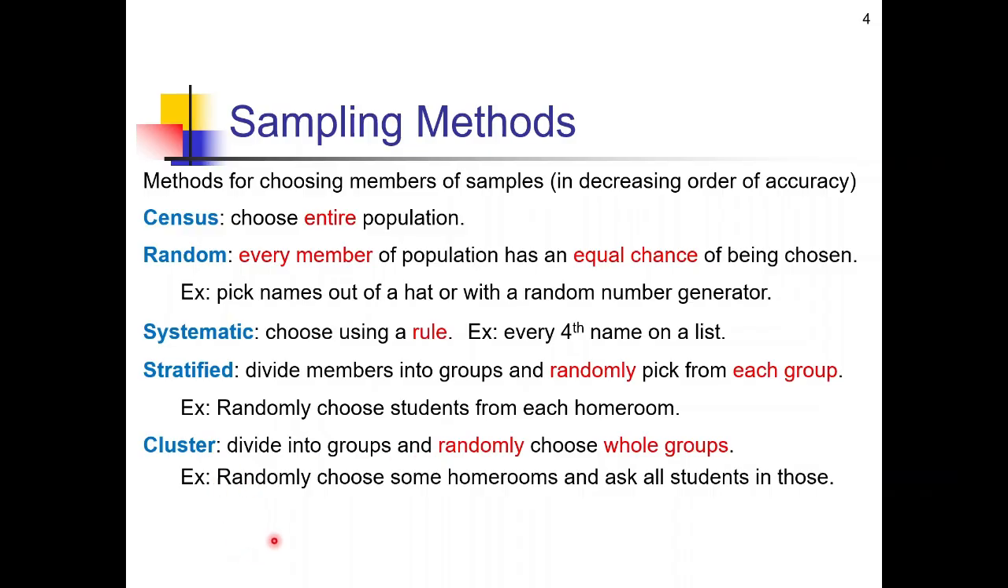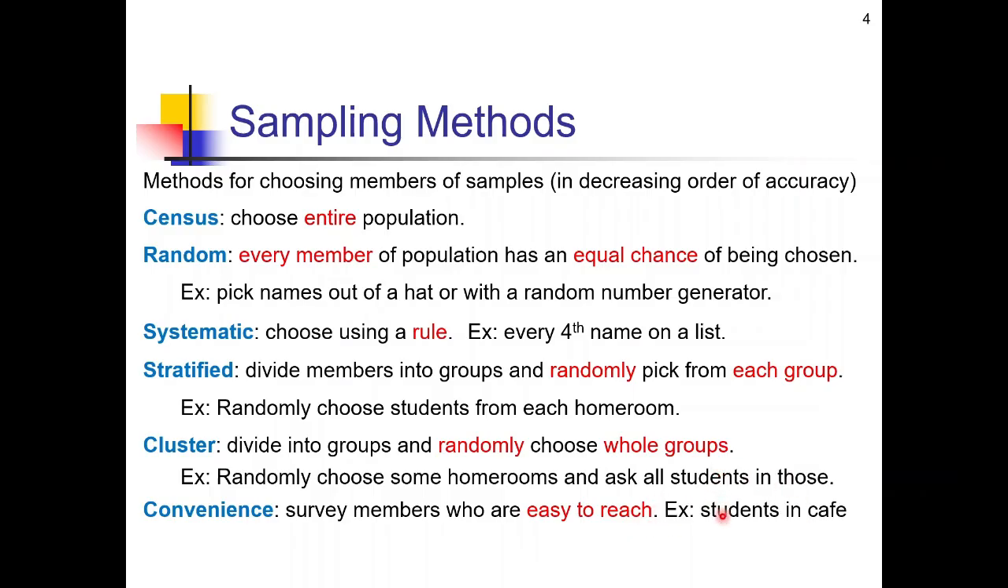A couple other methods are at the bottom of the list, but they actually get used quite a bit. One of these is the convenience method, which is basically just surveying members who are easy to reach. As an easy example, students in the cafeteria, right? You're having lunch and you stop eating and go around and start asking people questions just because they're there. Obviously this is very convenient, but it does have the issue where maybe students who don't eat school lunch, or maybe different age groups aren't in the same lunch as you. So you're definitely going to be leaving some people out depending on the time and the location that you pick for this. And the last one we'll talk about is the self-selected sample.